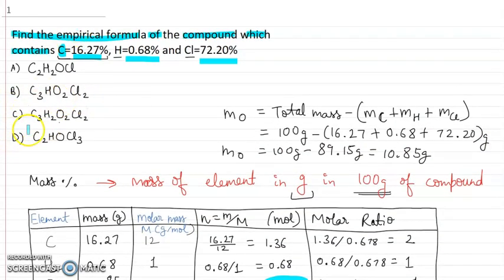C2HOCl3 is given in option D. Therefore, the correct option for the given question is option D. The empirical formula for the given compound is C2HOCl3.